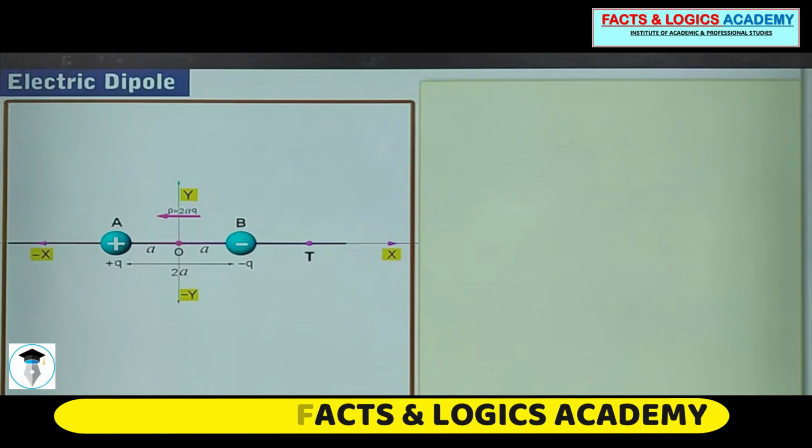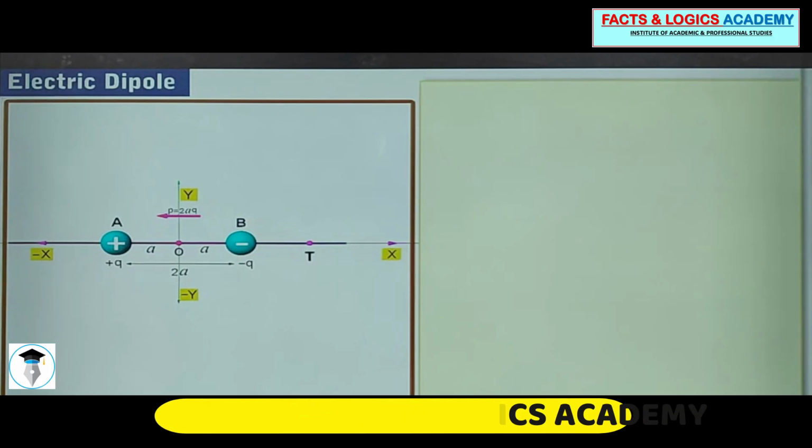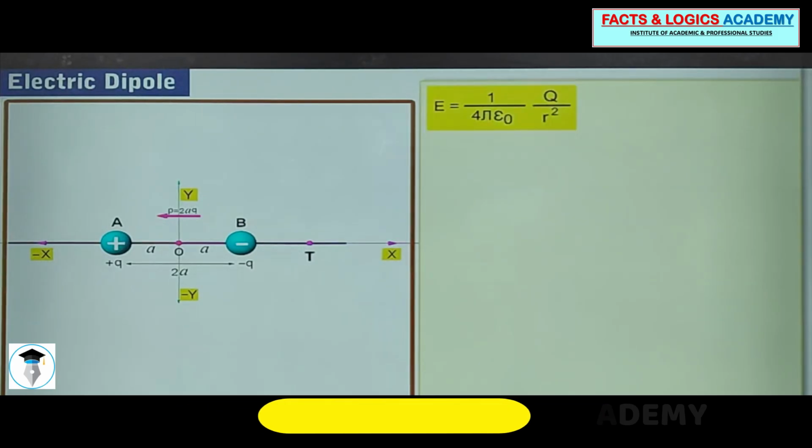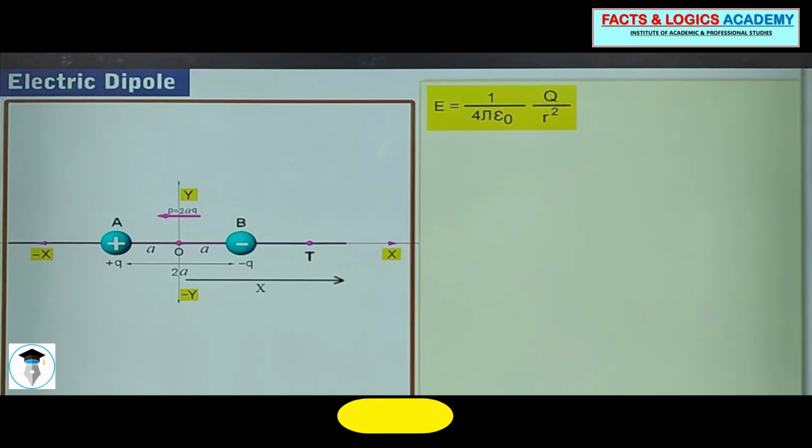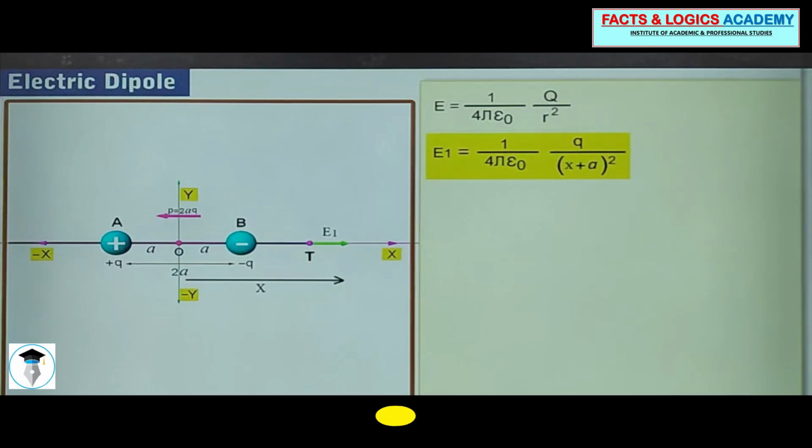The magnitude of electric field strength E due to a charge q at a distance r from it is given by E equals 1 by 4 pi epsilon naught into q by r square. The magnitude of the electric field strength E1 due to the charge +q is equal to 1 by 4 pi epsilon naught q by (x plus a) square. Let us label it as equation 1. The direction of this electric field is opposite to that of the dipole moment.